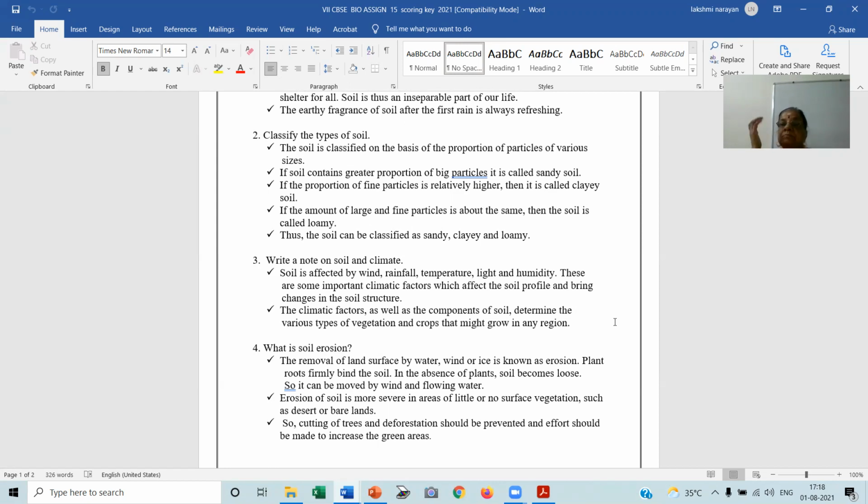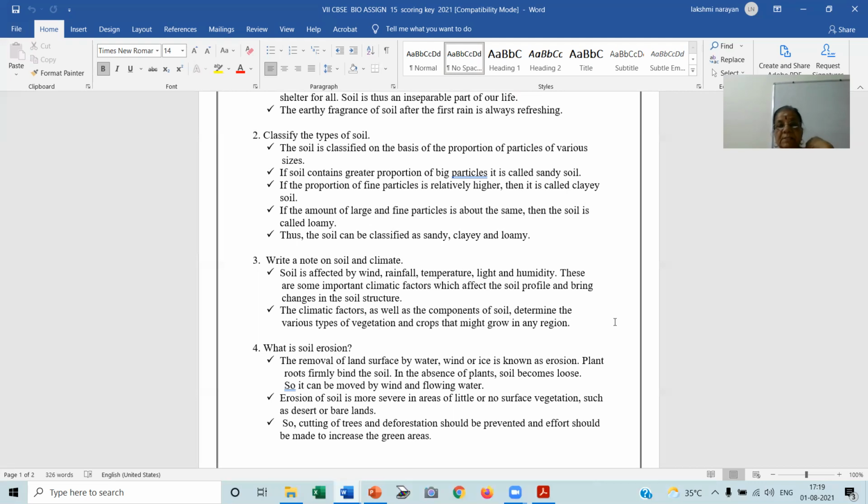Wind, sometimes in sandy soil, the wind blows the sand away. Rainfall is possible for erosion, temperature, light and humidity. So these are the climatic factors by which soil is affected. What are they? Wind, rainfall, temperature, light and humidity. These are some of the climatic factors which affect the soil profile and bring changes in soil structure.